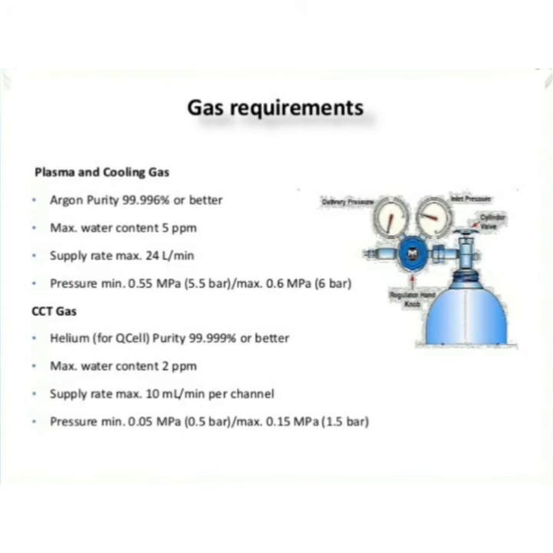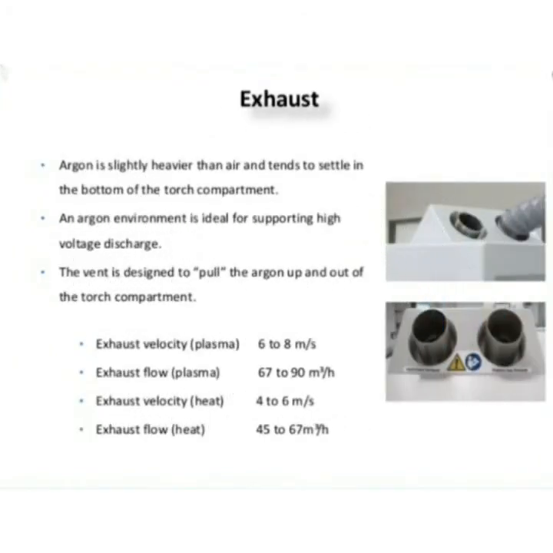In the ICP-MS, one important thing is the exhaust. Argon is slightly heavier than air and tends to settle in the bottom of the torch compartment. An argon environment is ideal for supporting high voltage discharge. The vent is designed to pull the argon up and out of the torch compartment.